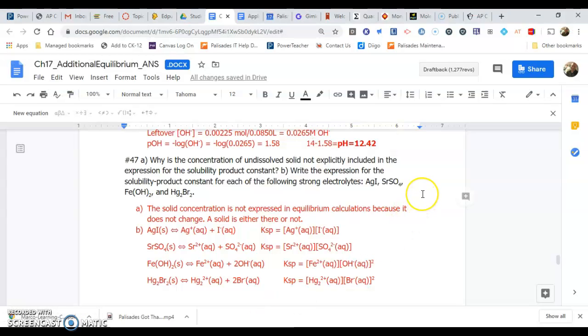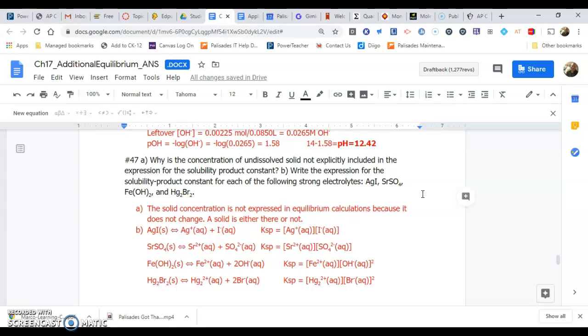So here's your answer key for the homework problems. Question number 47 asks, why is the concentration of undissolved solid not explicitly included in the expression for the solubility product? Well, that's because the concentration of a solid doesn't change. A solid's either there or it's not there.